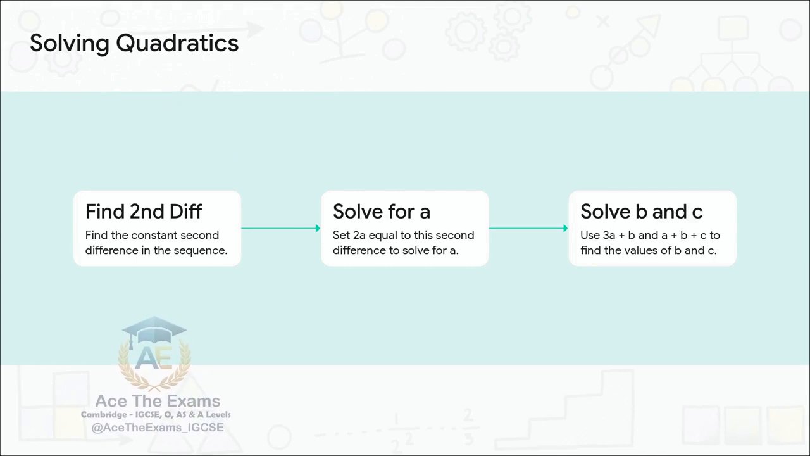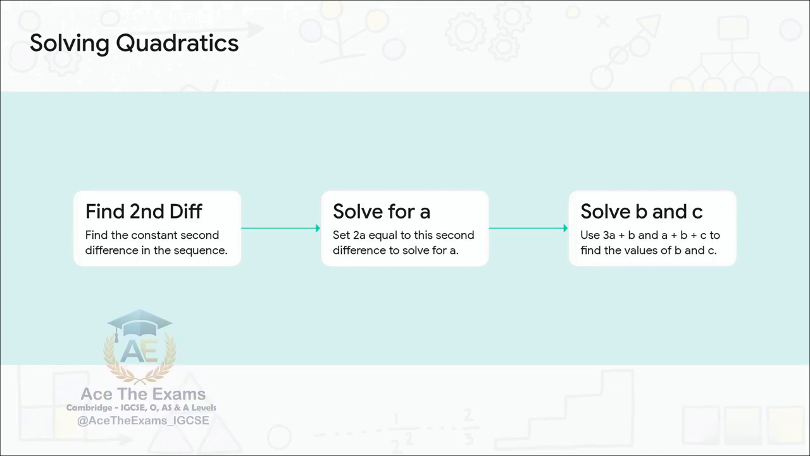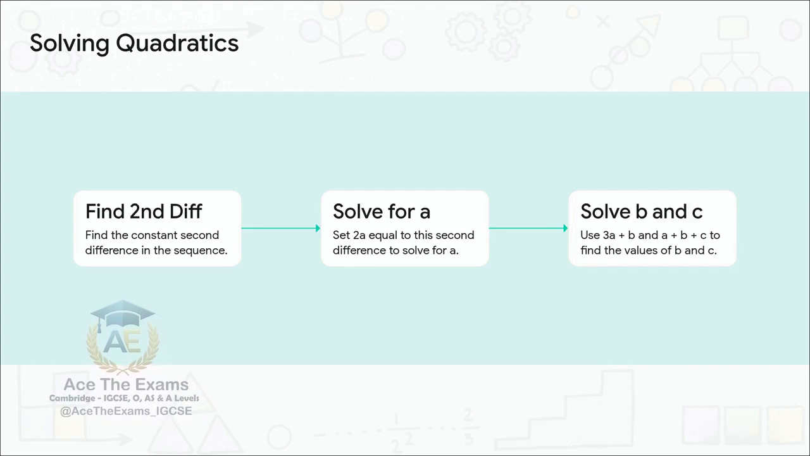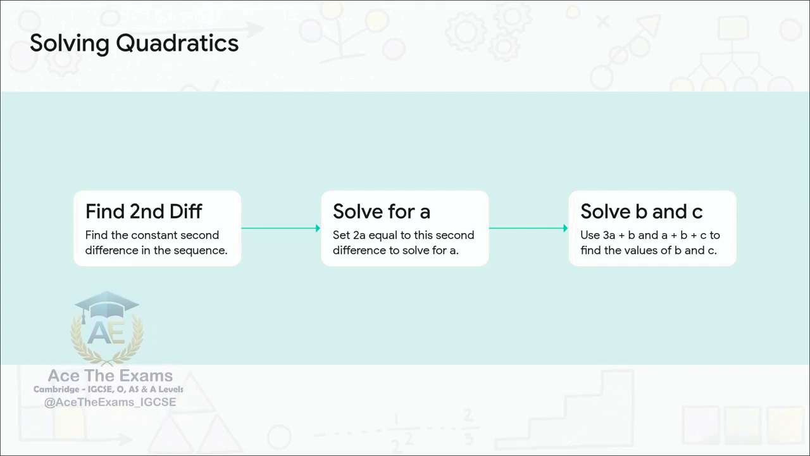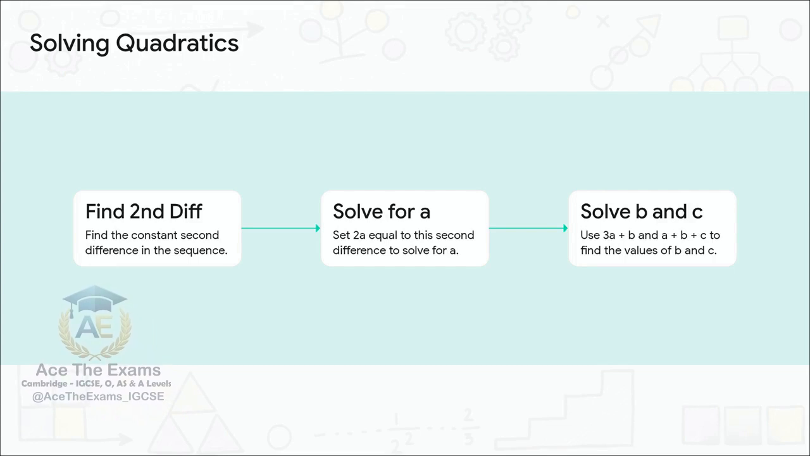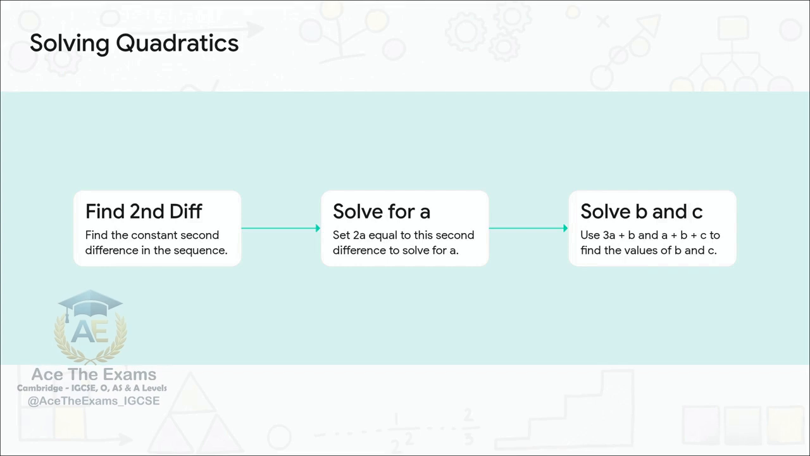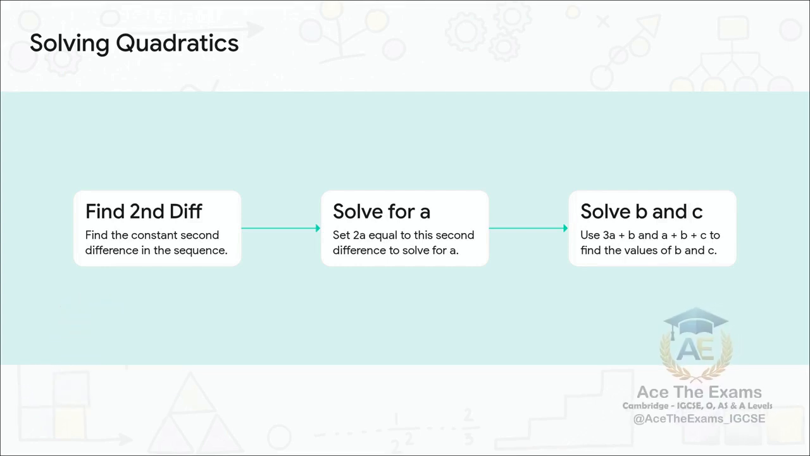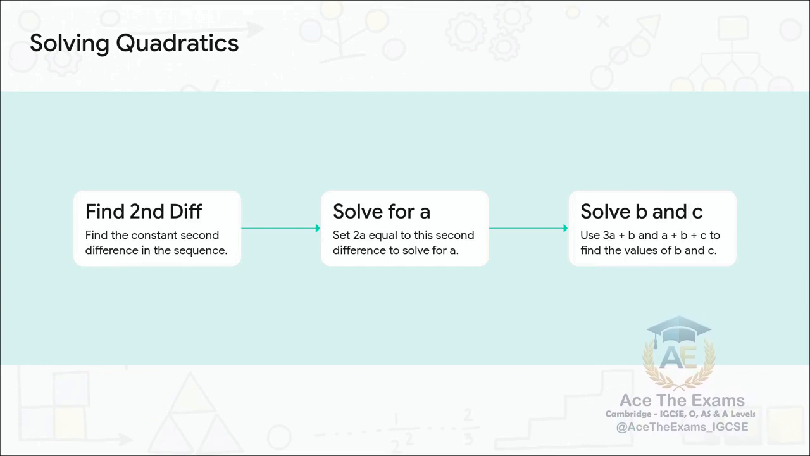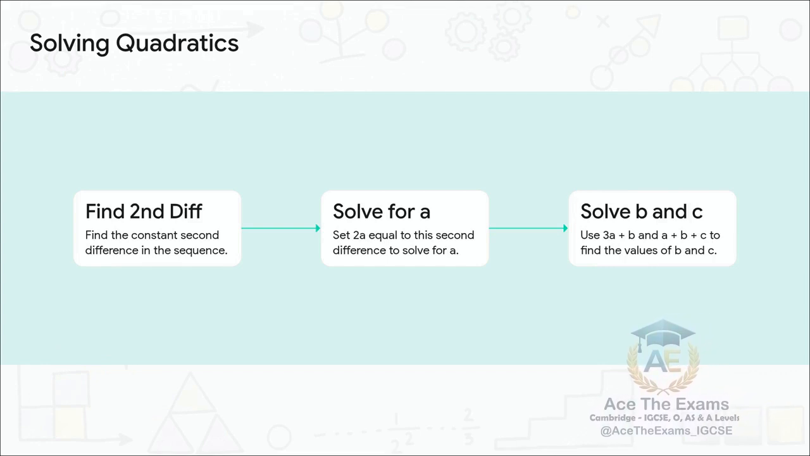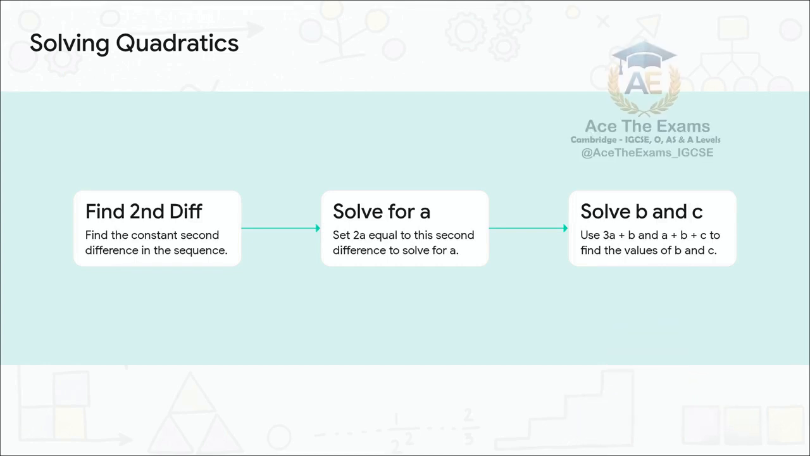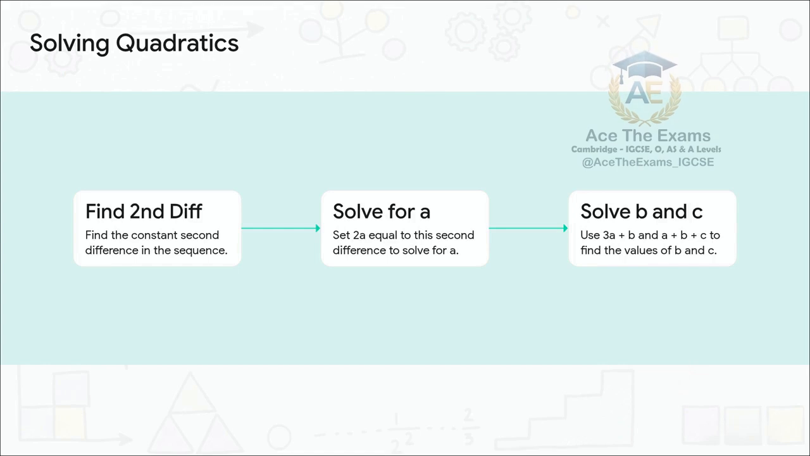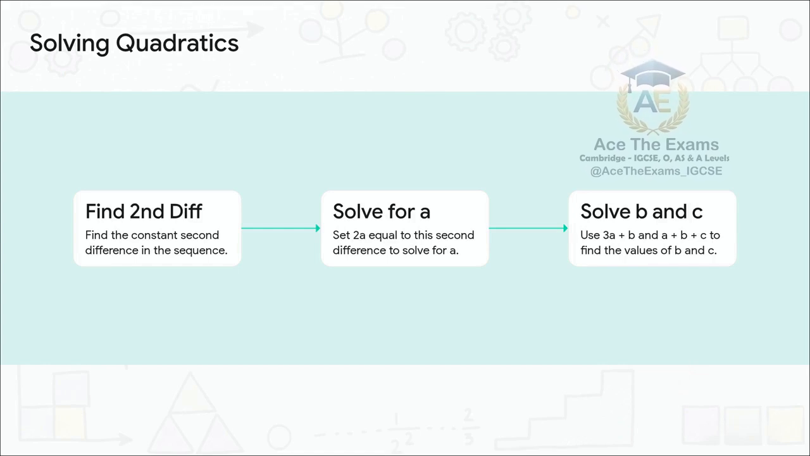Next, we look at the very first number in our first difference row, which was 7, and use the equation 3a plus b. Since a is 2, 3 times 2 is 6, so 6 plus b equals 7, meaning b is 1. Finally, we look at the very first term of the sequence itself, which was 0. The equation is a plus b plus c equals the first term. So 2 plus 1 plus c equals 0, meaning c must be -3. Our master key is 2n squared plus n minus 3. See how systematic that is?